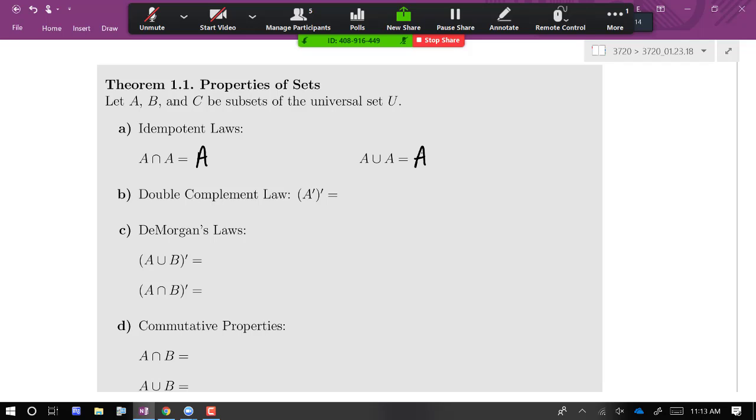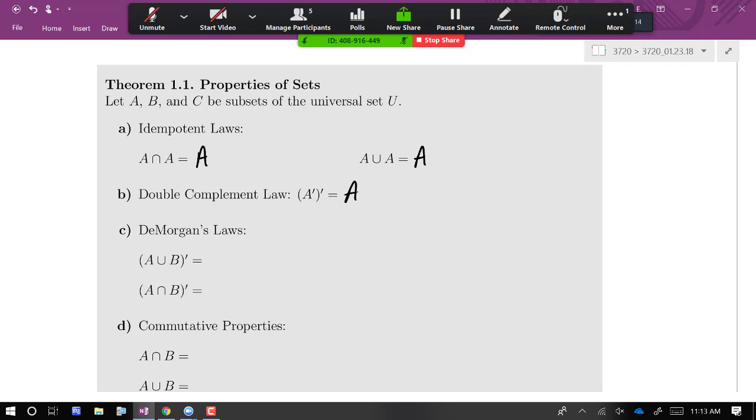The double complement law: what do you think the complement of a complement is? Itself? Yeah, it's just A again, right? So the complement is kind of like a binary on-off switch. It's like a negation or a not gate or something like that.